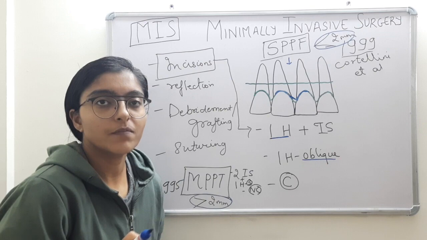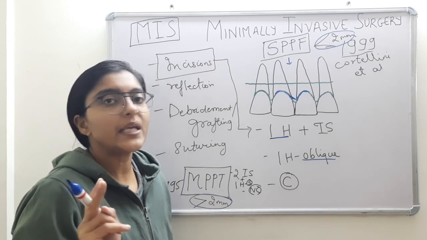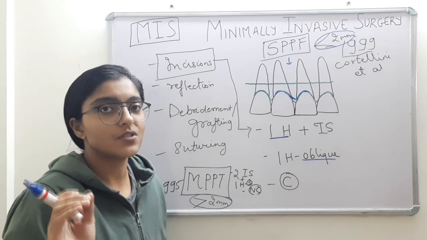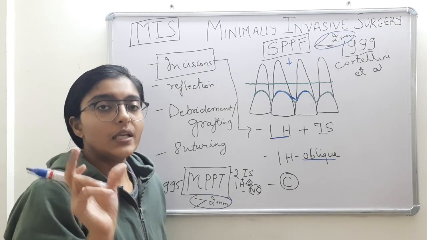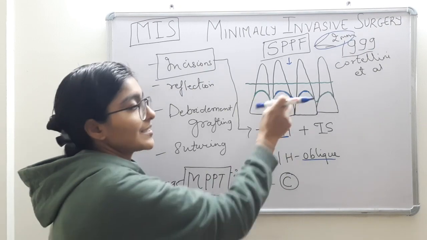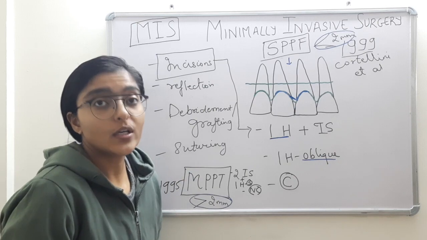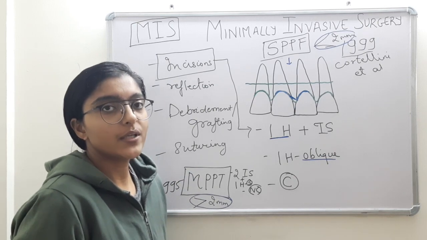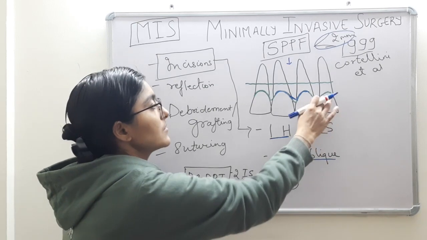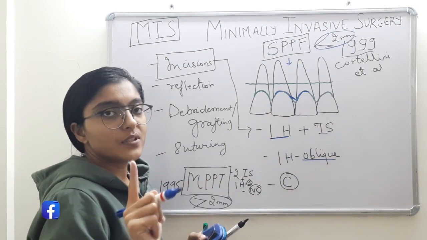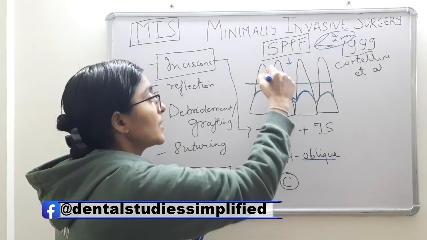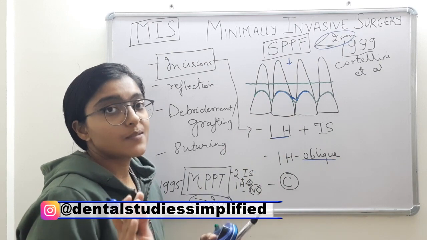What are the principles of minimally invasive surgery? The two main points in minimally invasive surgery are, first, limiting the mesiodistal extension, that is, no longer flaps. Longer flaps are avoided, no unnecessary involvement of the adjacent healthy teeth. So that is the first principle. Second is vertical incisions are avoided as much as possible.